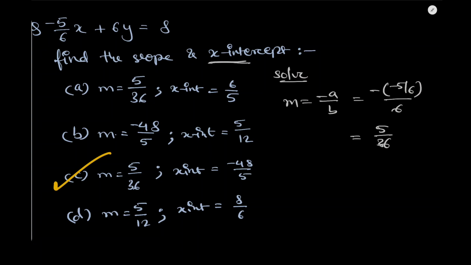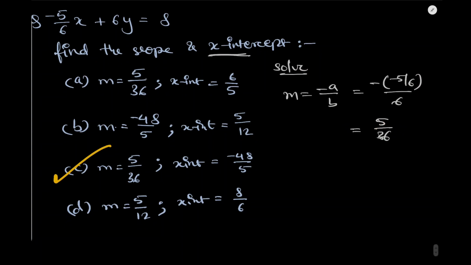The x-intercept will take me some time to find out. Let's try the elimination method and see if it gives me the answer or not. By the elimination method, m is equal to 5 by 36, we'll keep this one. m is equal to minus 48 by 5, nope, we'll just cancel this one out. m is equal to 5 by 36, yep, we'll keep this one. D, m is equal to 5 by 12, cancel this one out. Okay, great.